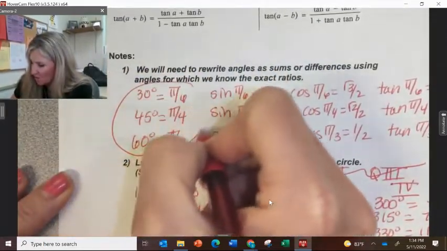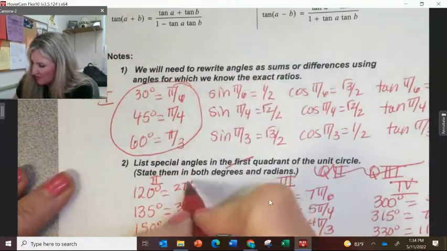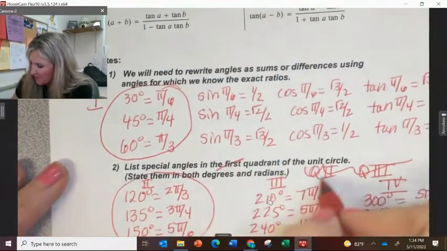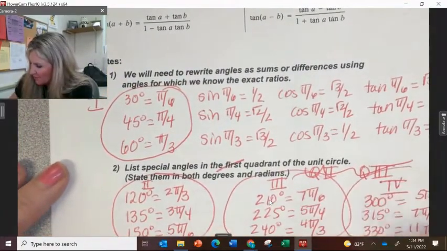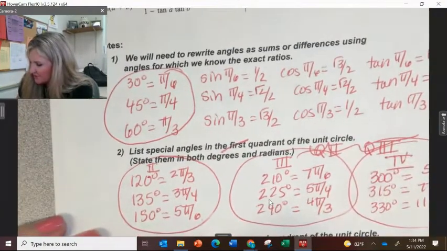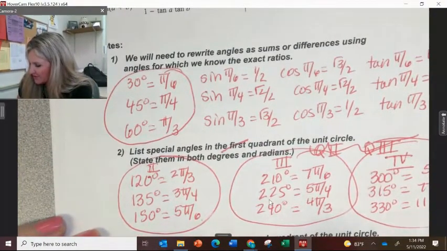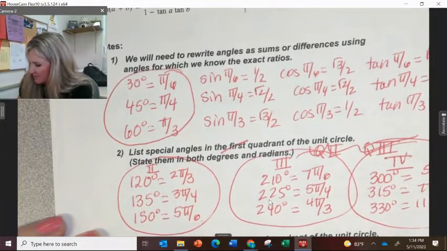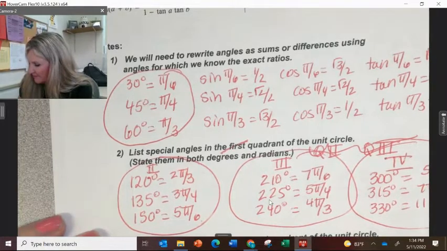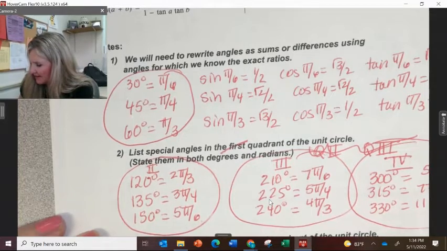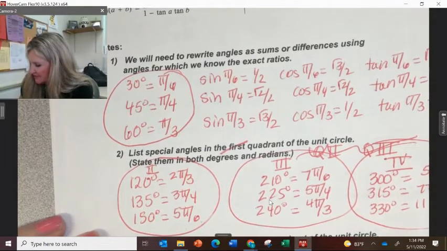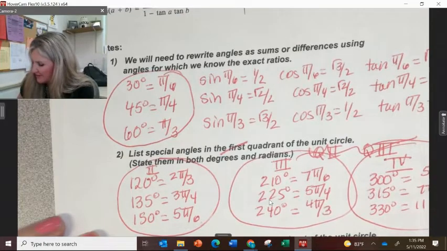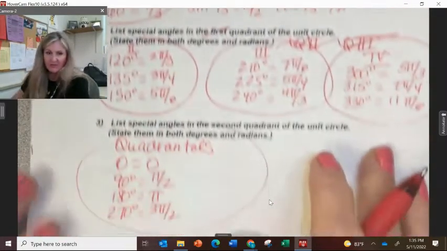Here's quadrant 1, quadrant 2, quadrant 3, quadrant 4. And down here, we're just going to put a couple of the quadrantals just in case we need them. 0, of course, is 0. 90 degrees is what in radians? Pi over 2. 180 degrees is just what? Pi. 270 degrees is? Okay, so if we need them, we will also be using those.